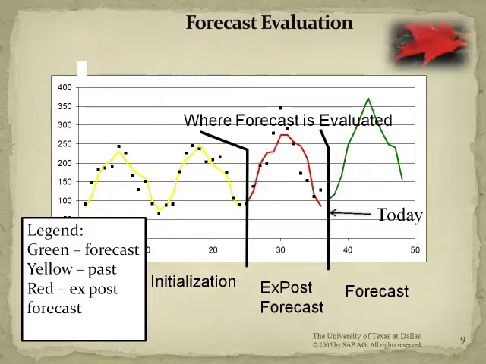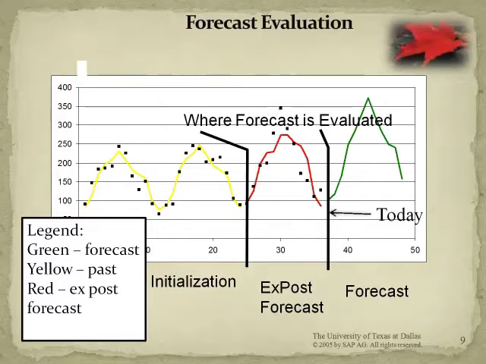If you take a look at the far left, you see some yellow lines and some dots, and we refer to that as the initialization period. That is our actual history back in time. And then we have a middle section with a red graph. The middle section is referred to as the ex-post forecast. Ex-post forecast. And what that means is, again, this is history. This is in the past.